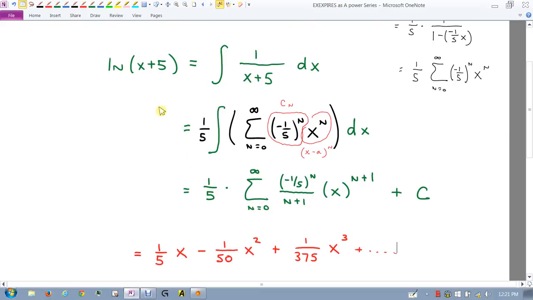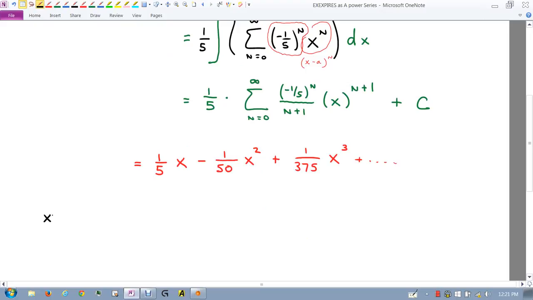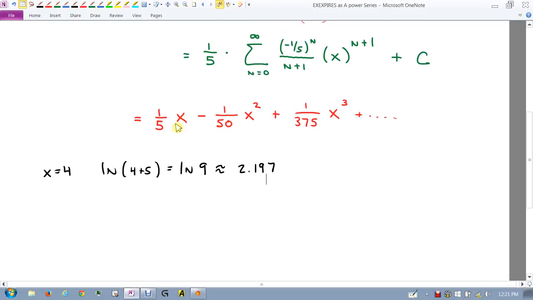So let me get you to do this. Let's let x be 4. I just want to show you how this works. If x is 4, what is natural log of 4 plus 5? So someone on their calculator do natural log of 9. Tell me what it is approximately. 2.197. Okay, now what I want you to do is replace this with 4.